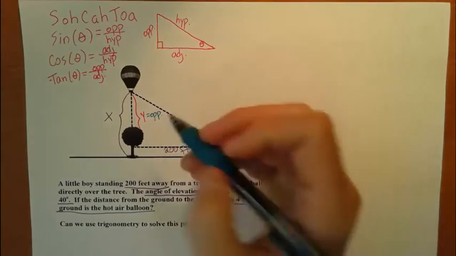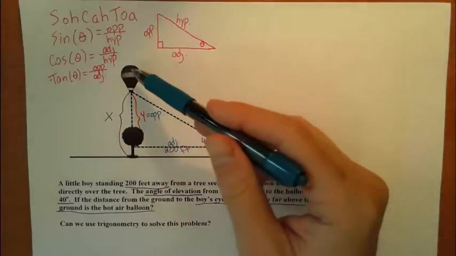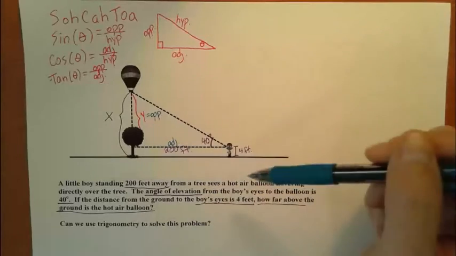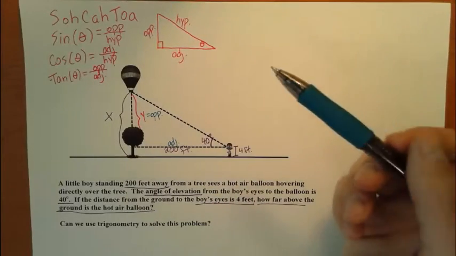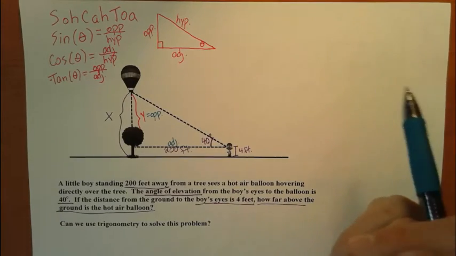And the 200 feet right here is the adjacent side. So the two things we don't know anything about the hypotenuse, the longest side of the triangle, so we're just going to ignore the hypotenuse for this particular problem. Let's start setting up what we have.